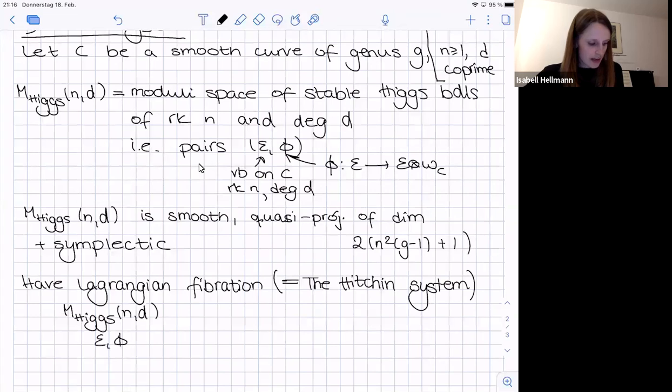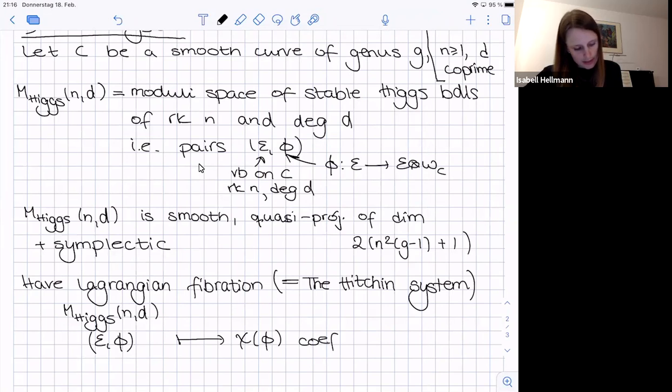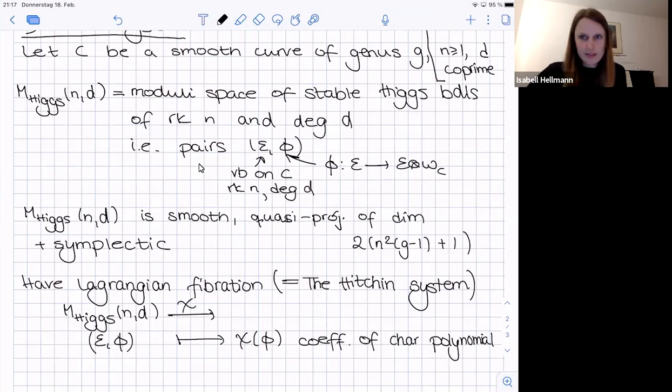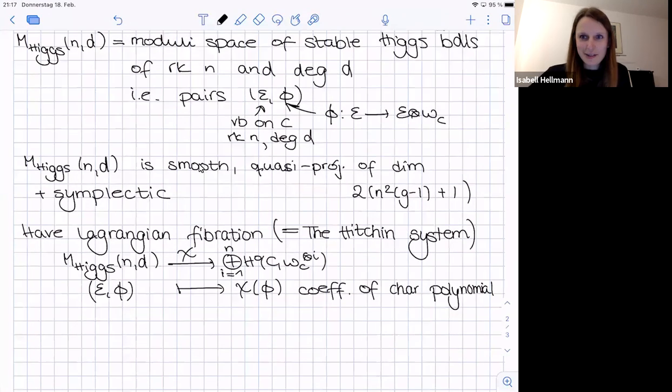Okay, and this Lagrangian fibration is given as follows. You start with a pair (E, phi), and you map it to the coefficients of the characteristic polynomial of phi. Because you have this twisted endomorphism, the coefficients of the characteristic polynomial are in this affine space, which is the direct sum over sections of tensor powers of the canonical bundle. And here it's much more natural, what you call the nilpotent cone, namely the fiber over 0.